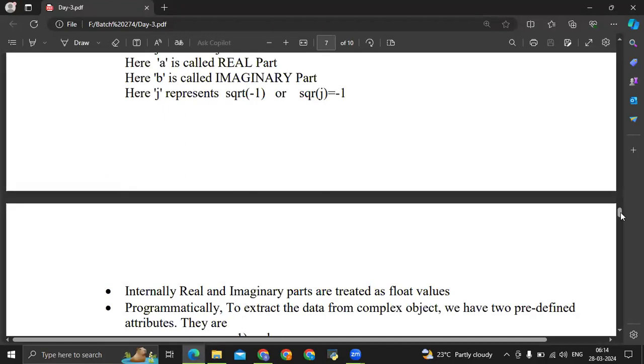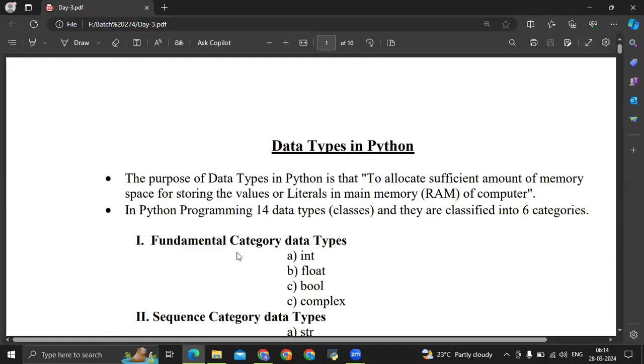Let's discuss the data types. When we are talking about data types in Python, the purpose of a data type is to allocate a sufficient amount of memory space for storing the values or literals in the main memory of the computer. We all know the main memory of a computer is RAM, right? In a Python program, we have 14 data types, which are also known as classes and are classified into 6 categories.